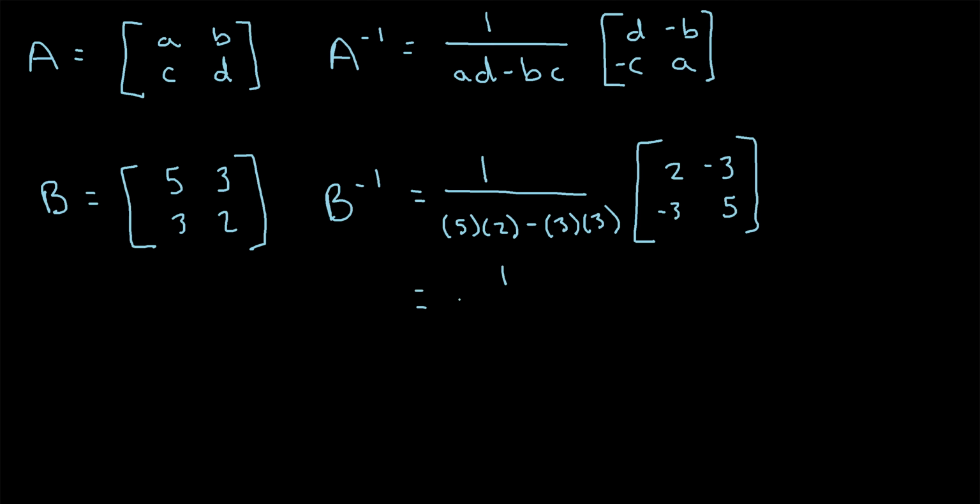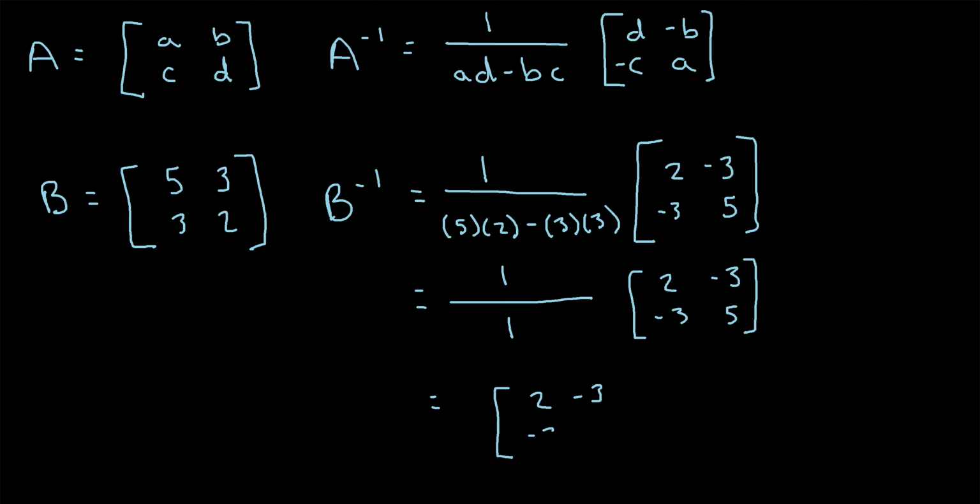So we get 1 over 5 times 2 is 10, 3 times 3 is 9. So 10 minus 9 is 1. So we just get 1 over 1. And then we have these values. Now, 1 over 1 is just 1. So we're saying we need to multiply each value in this matrix by 1. Well, that would just get these values by themselves. So our final answer would just be 2, negative 3, negative 3, and 5. This is the inverse matrix of the original matrix B.